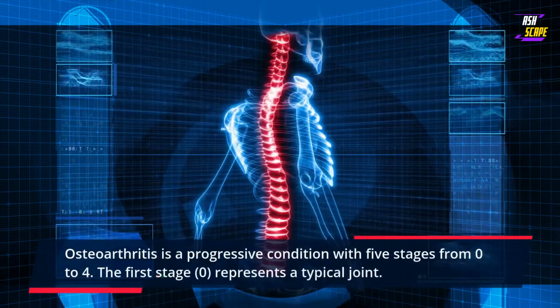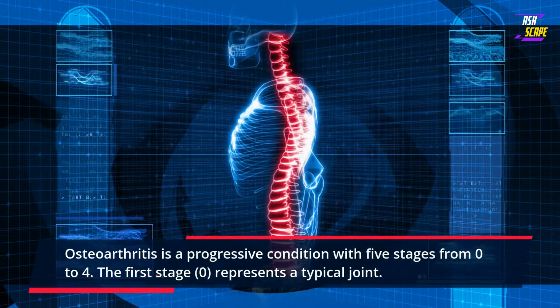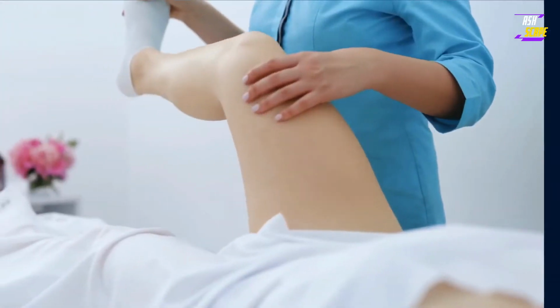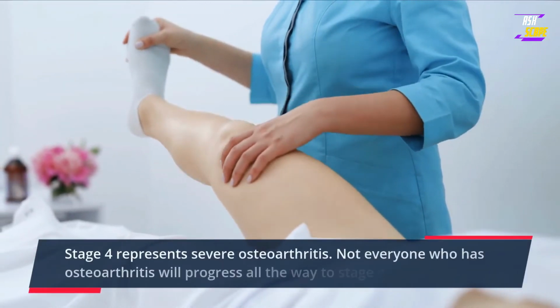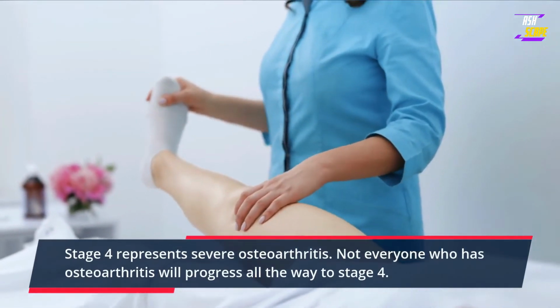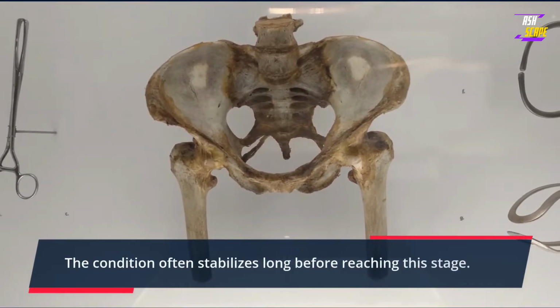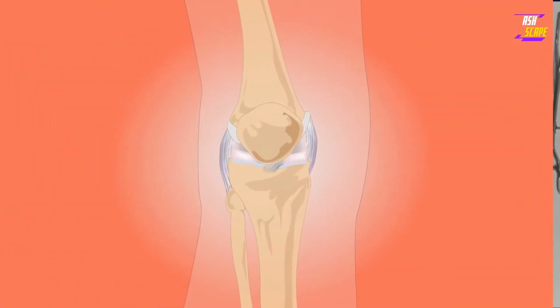Osteoarthritis is a progressive condition with 5 stages from 0 to 4. The first stage, 0, represents a typical joint. Stage 4 represents severe osteoarthritis. Not everyone who has osteoarthritis will progress all the way to stage 4. The condition often stabilizes long before reaching this stage.